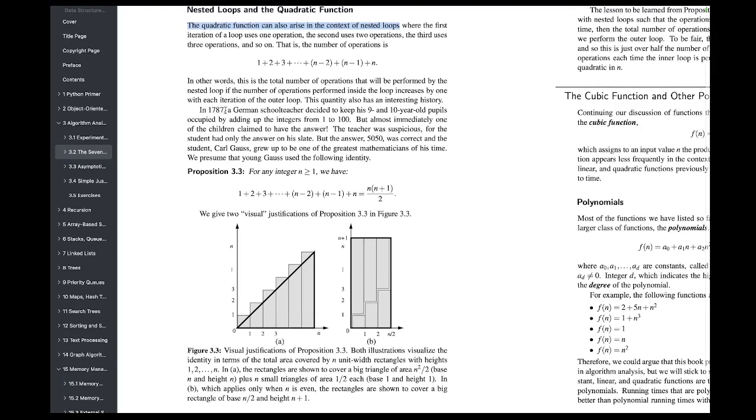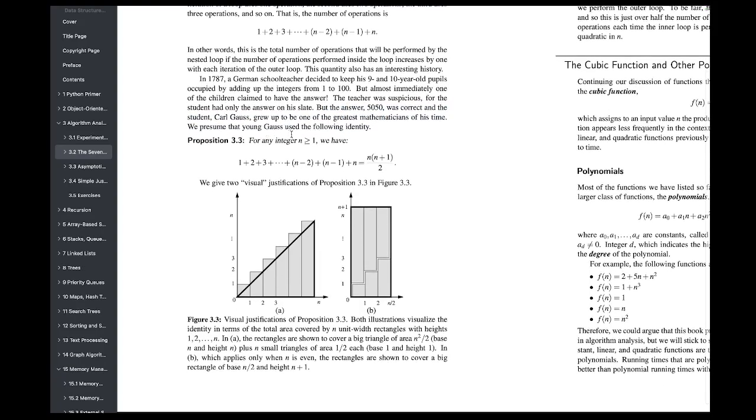In 1787, a German school teacher decided to keep his 9 to 10-year-old pupils occupied by adding up the integers from 1 to 100. For any integer n bigger than 1, we have 1 plus 2 up to n equals n times n plus 1 over 2.